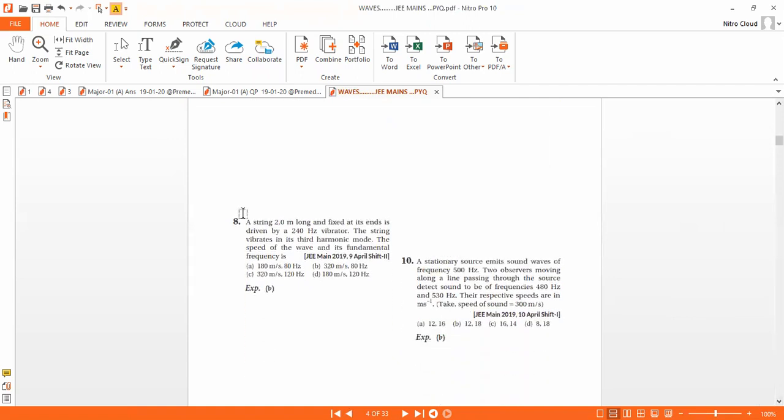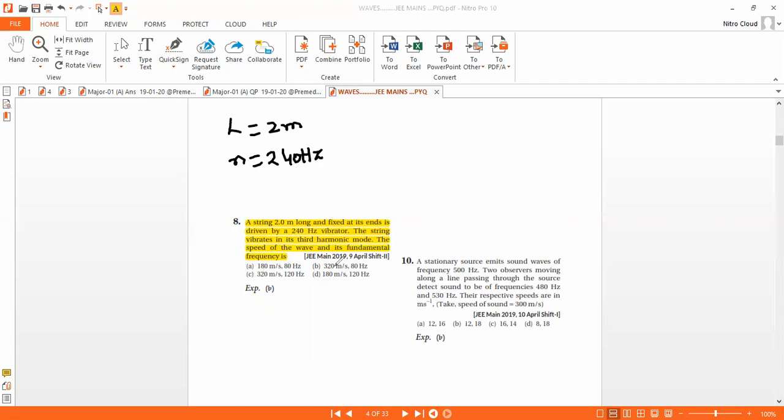Next, see the eighth question. A string 2 meter long, fixed at its ends, is driven by a 240 Hz vibrator. The string vibrates in its third harmonic mode. Find the speed of the wave and its fundamental frequency. So, firstly, write the given data. The length of the string is 2 meter, fixed at its ends, driven by a frequency that is 240 Hz.